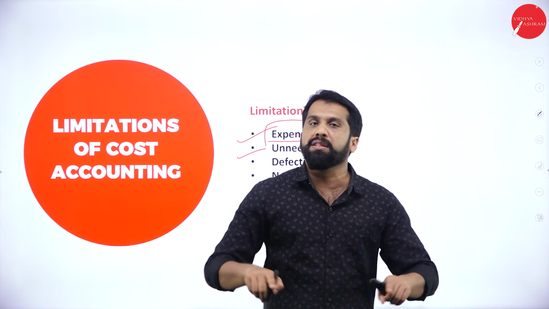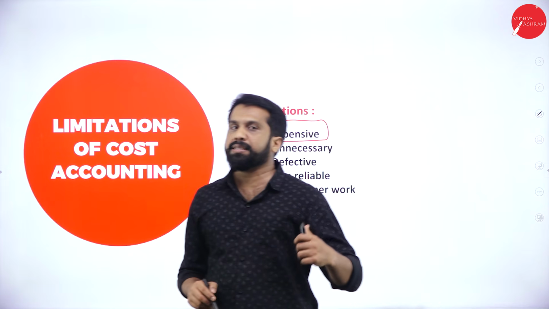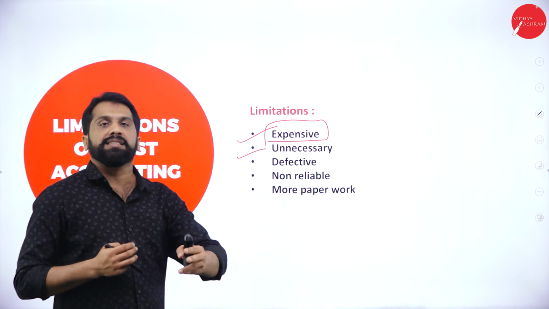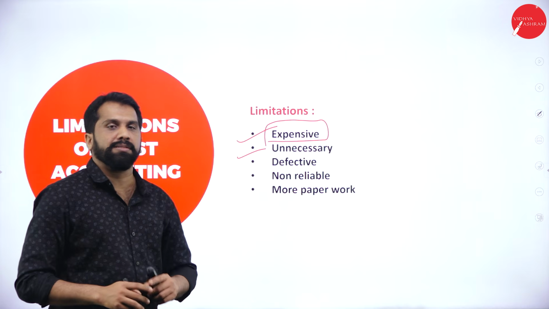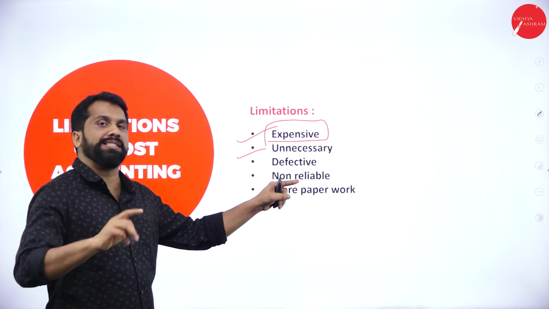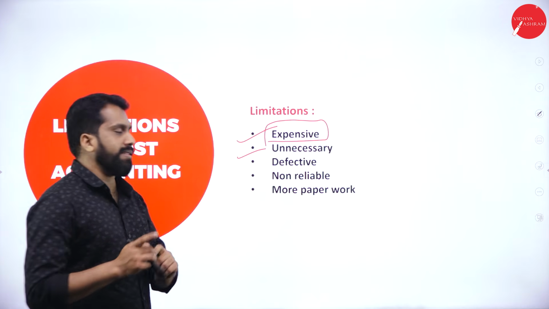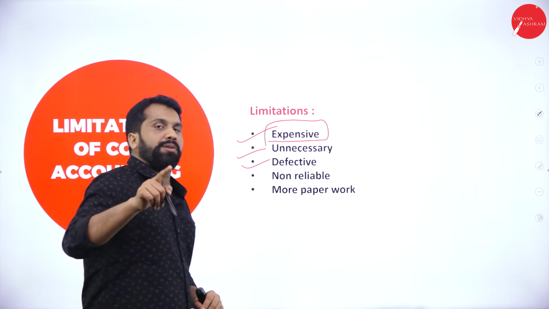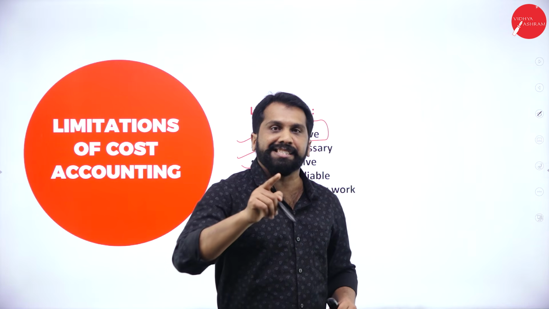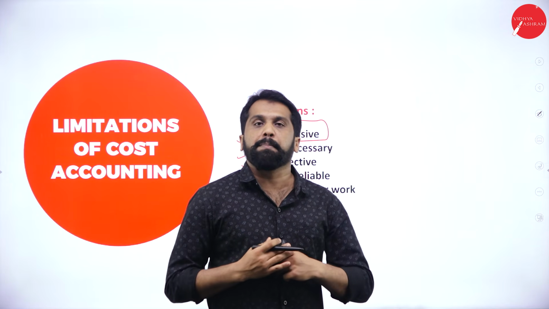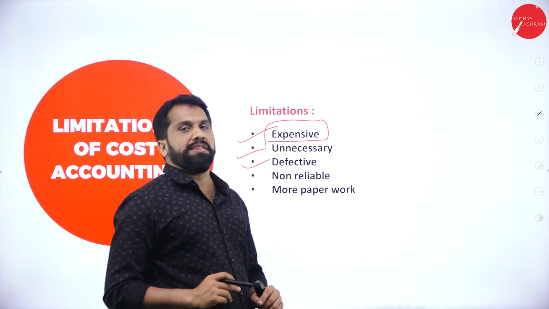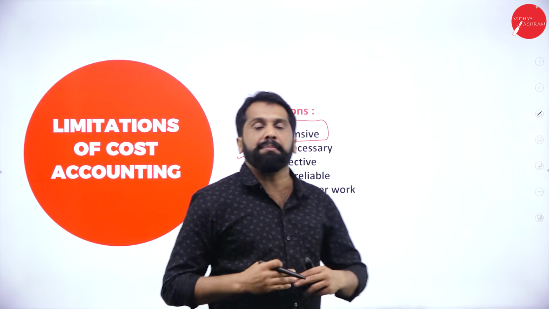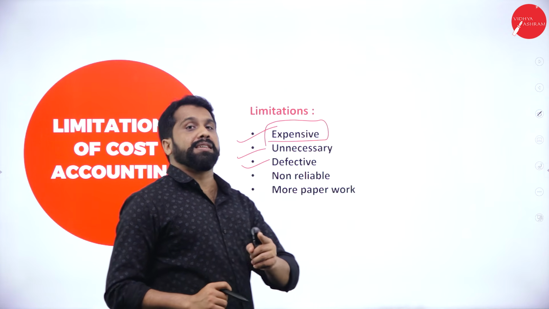Unnecessary. If it is a very small business, the cost accounting concept is unnecessary. Easily by looking at it, they can say that this is my cost. Why do you want cost accounting? So it is unnecessary if it is a small scale business. Next, defective. We cannot say that the cost accountant is accurate or exact. Because of his mistake, my profit is gone. Because of his mistake, my cost calculation is gone. Because of his mistake, I am under loss. So it may be defective.